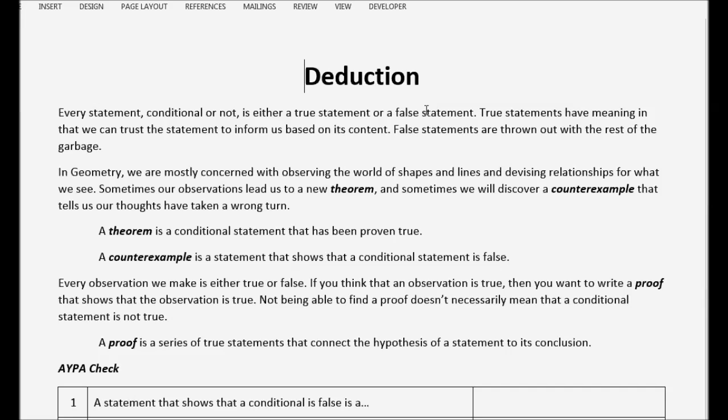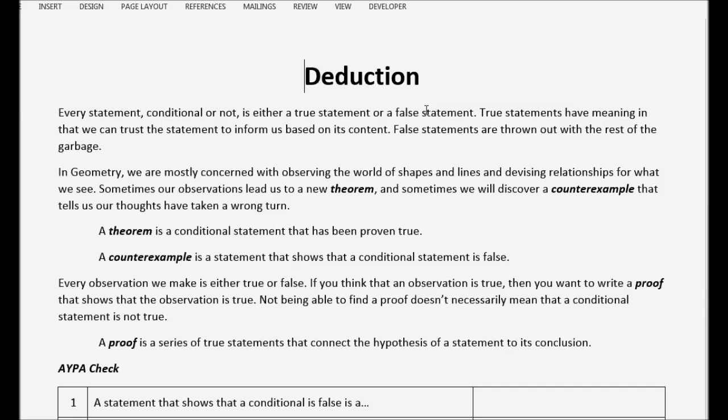So, first of all, every statement, conditional or not, is either a true or a false statement. True statements have meaning and we can trust the statement to inform us based on its content, and false statements are thrown out. We are mostly concerned in geometry with observing the world of shapes and lines and devising relationships for what we see. Sometimes our observations will lead us to a new theorem, and sometimes we discover a counterexample that tells us that our thoughts have taken a wrong turn.